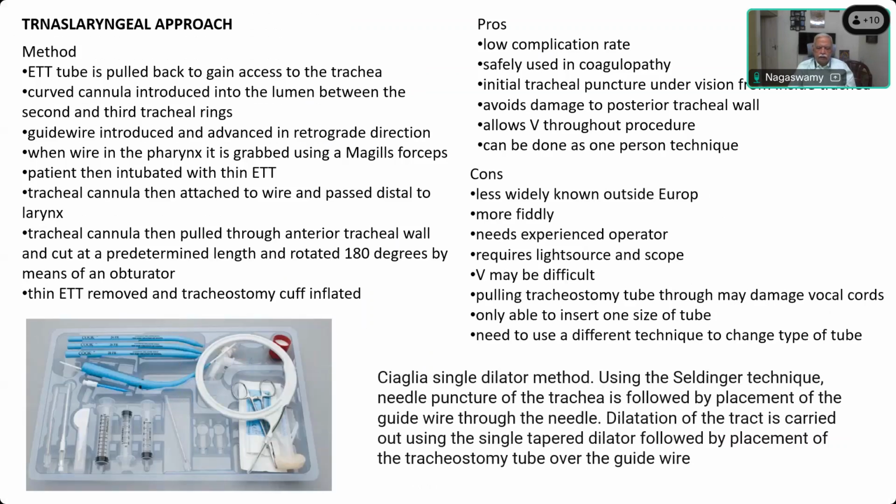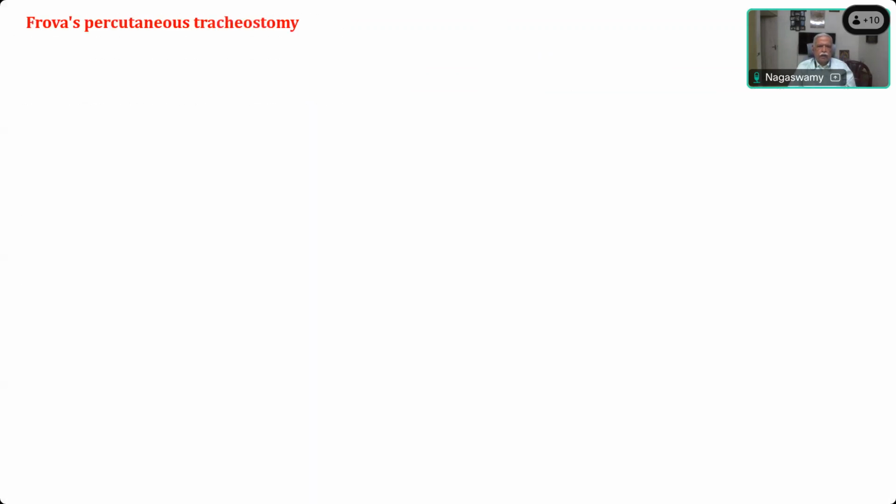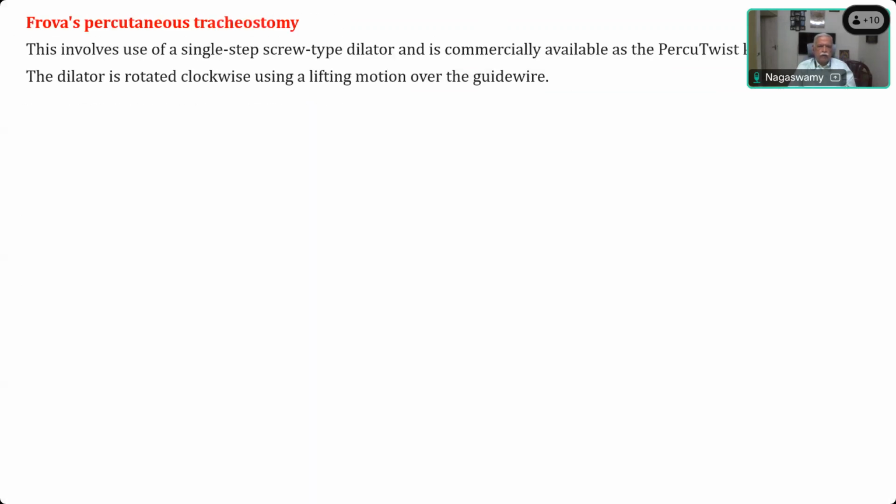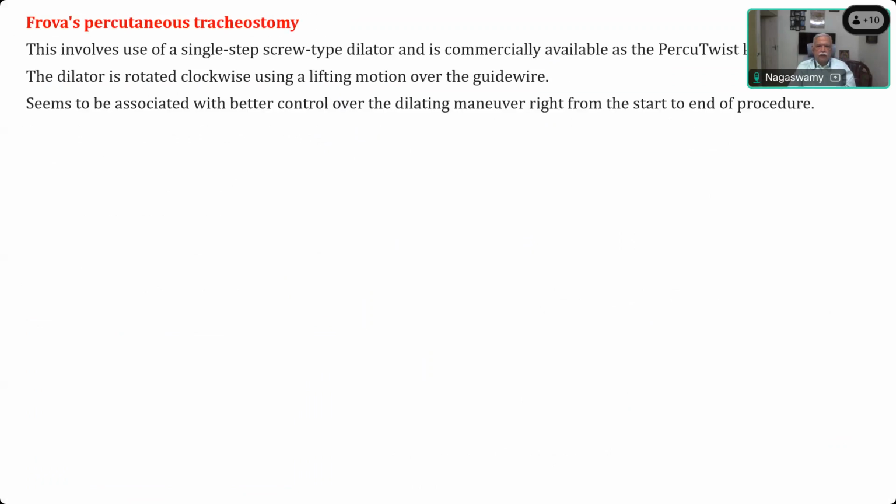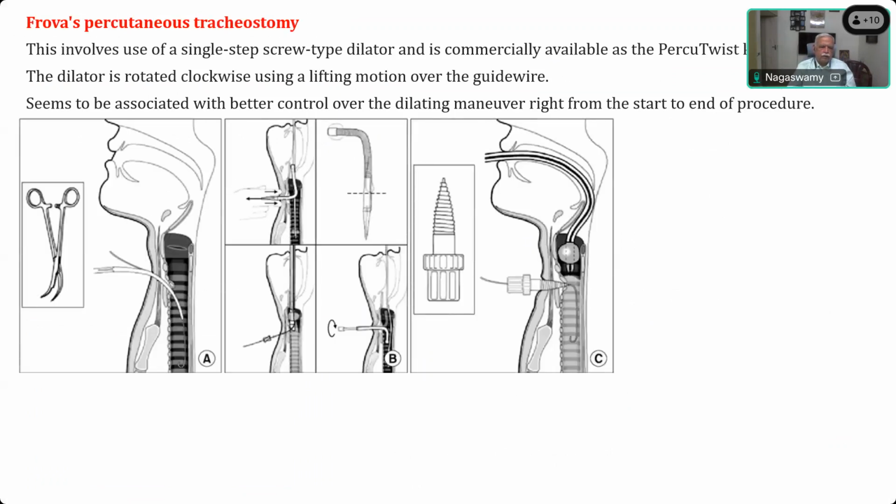Of course, the translaryngeal technique is not very popular, none of us are practicing it. And this is the Ciaglia single dilator method using the Seldinger technique. That is the set that you see. And the PercuTwist percutaneous tracheostomy involves a single-step screw-type dilator, commercially available as a percutaneous kit. The dilator is rotated clockwise for a lifting motion over the guide wire. So these are the pictures of the different methods.